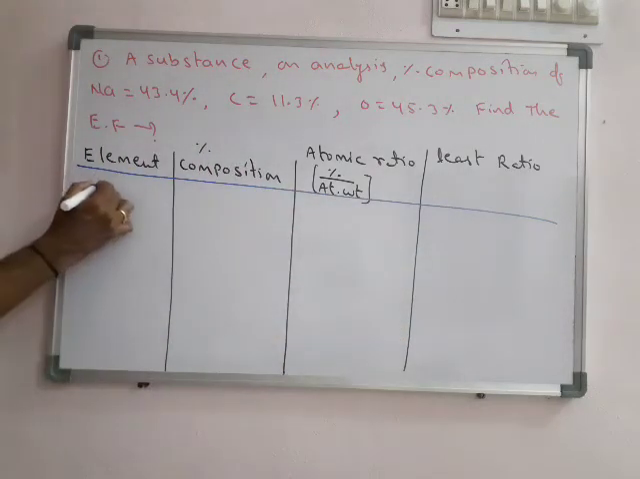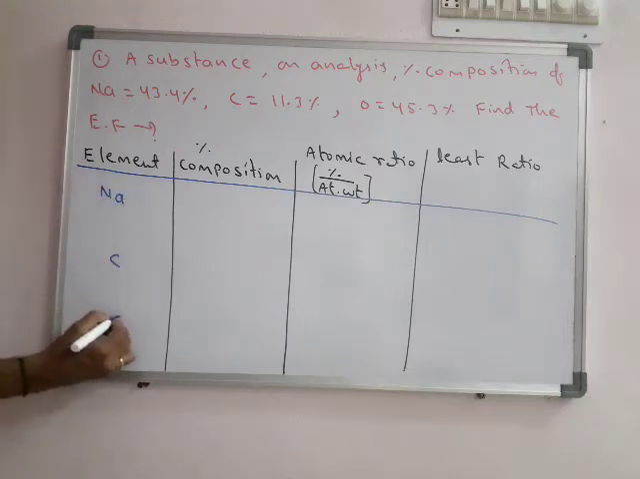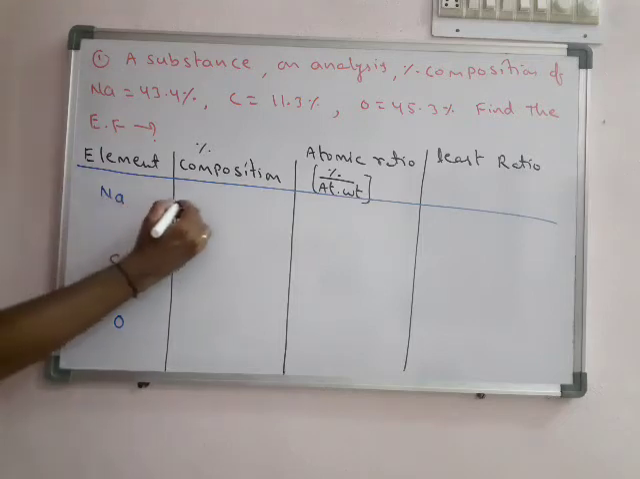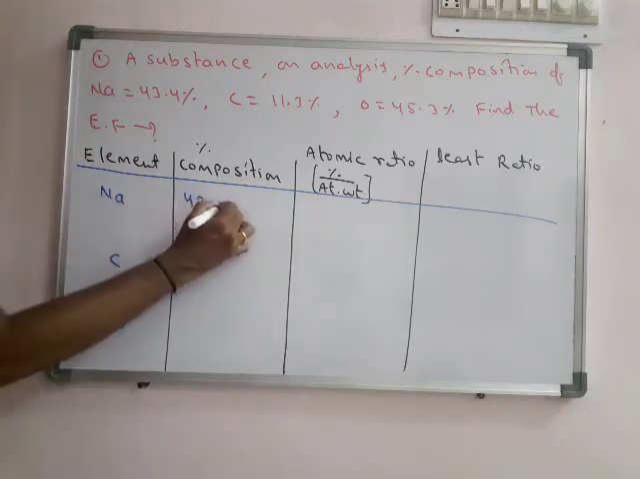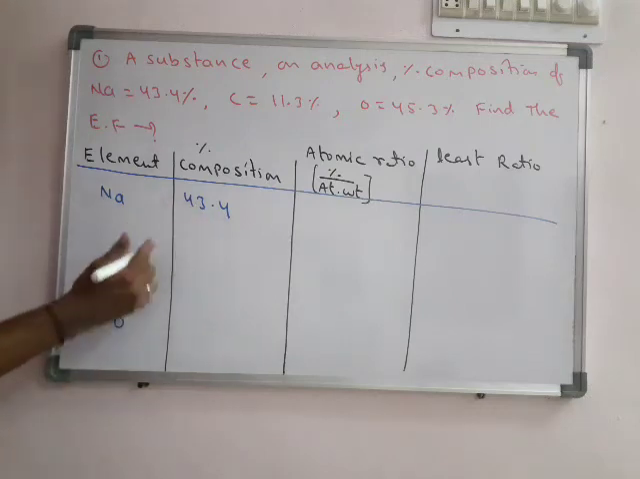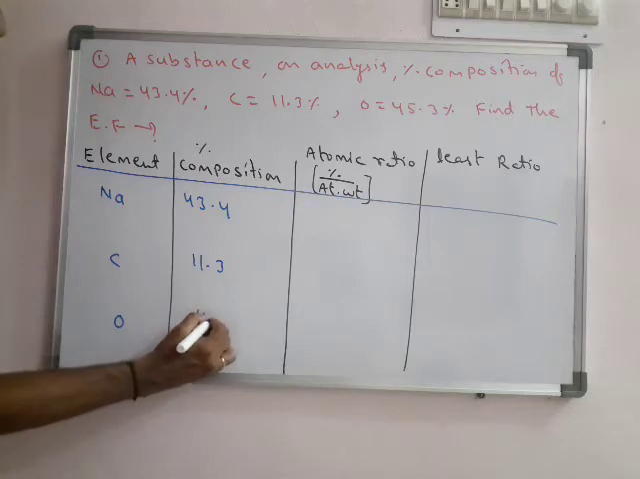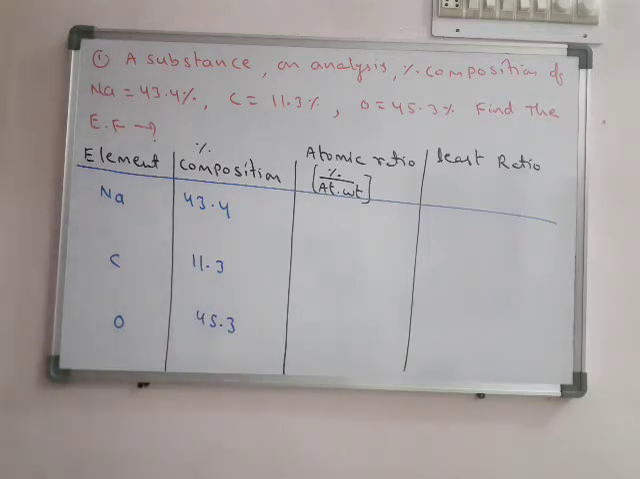So what are the elements? First sodium, next carbon, next oxygen. So what is the sodium percentage given? 43.4. Taking a total of 100 grams, this is 43.4 grams, this is 11.3 grams. Here oxygen is 45.3 grams, we assume, because we calculate for 100.